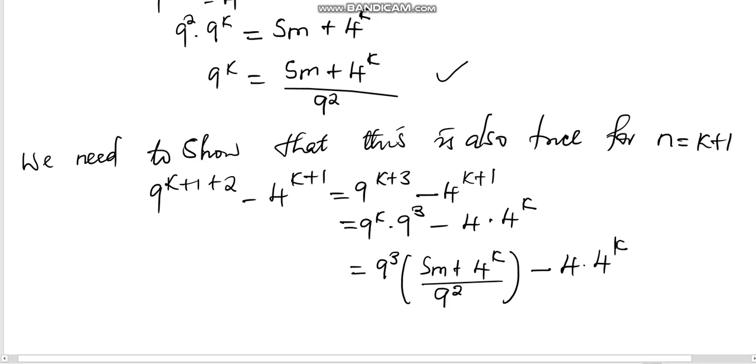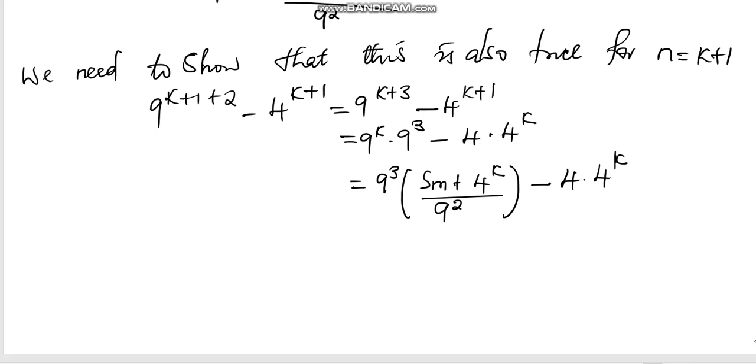Okay, so after doing that, you notice that this will cancel with that one there. We're just going to remain with the 1 there. So here we have 9 times 5, we're going to have 45m plus 9 multiplied by 4 to the power k, we're going to have 9, 4 to the power k, minus 4, 4 to the power k.